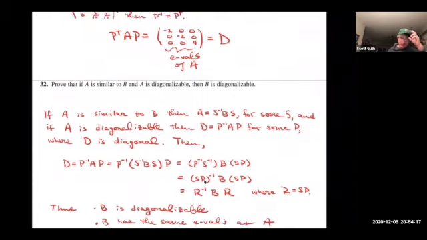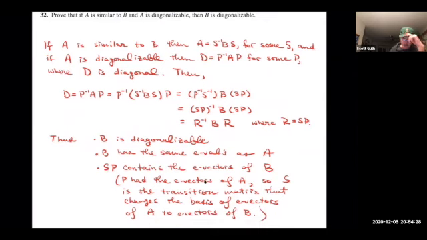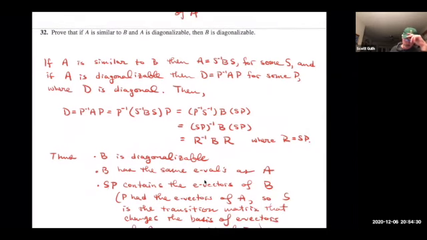Okay, now the last problem here says to prove that if A is similar to B and A is diagonalizable, then B is diagonalizable. So I had to think about this one for a little bit, but just a couple of definitions. If A is similar to B, then we know that A is equal to S inverse BS for some square matrix S. Okay. If A is diagonalizable, then A can be diagonalized. Basically, there's a matrix P that's full of eigenvectors for A, such that if you do P inverse AP, you'll get that diagonal matrix.